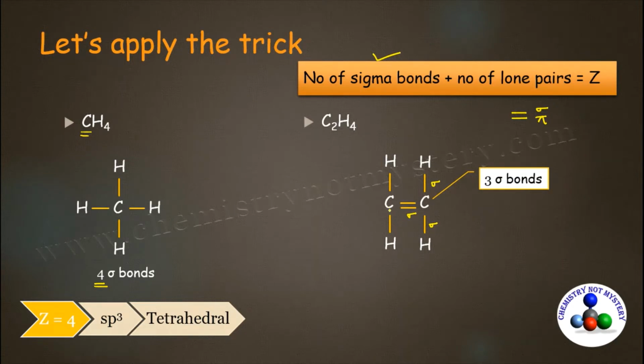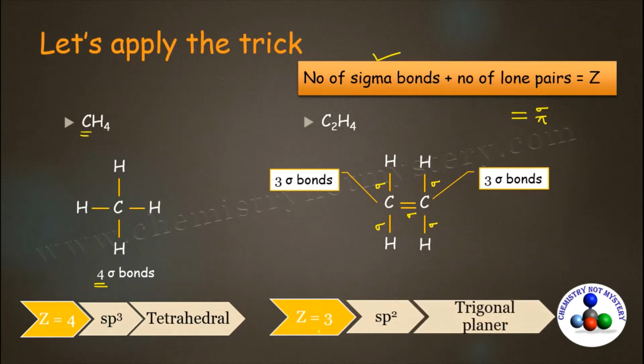Similarly, calculate the sigma bonds formed by the other carbon. So here, this is 1 sigma, second sigma, and this is the third sigma bond. So the other carbon has also formed 3 sigma bonds and there is no lone pair. So the Z value will be 3. For Z value 3, hybridization will be sp2 and the geometry will be trigonal planar for each carbon.